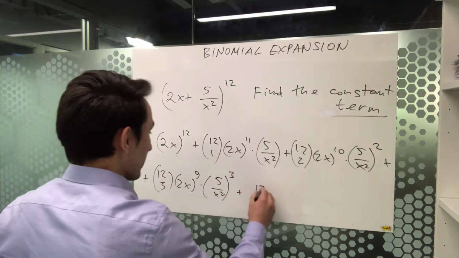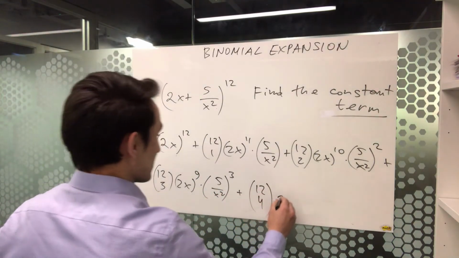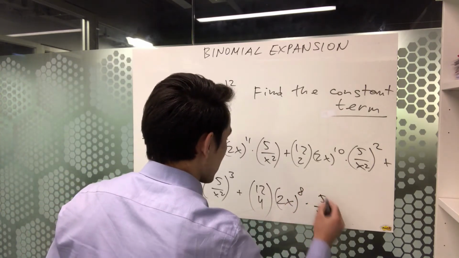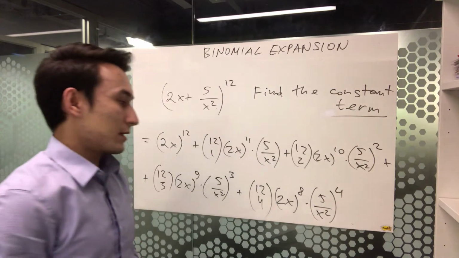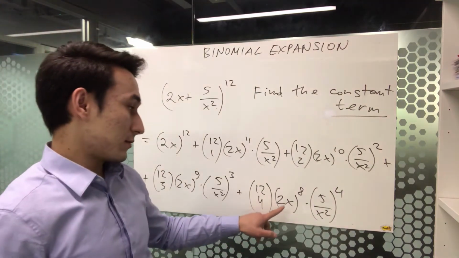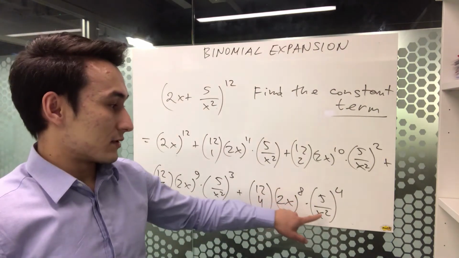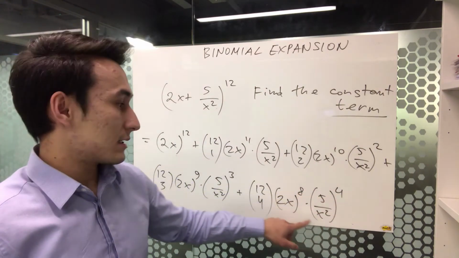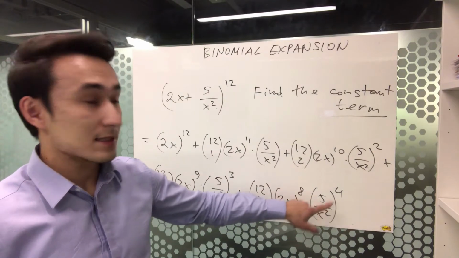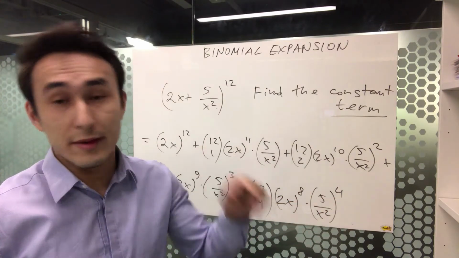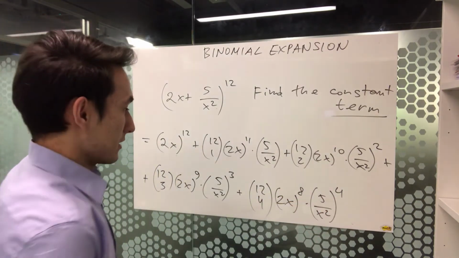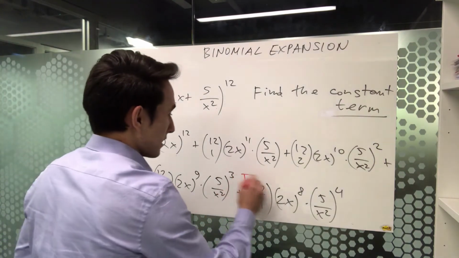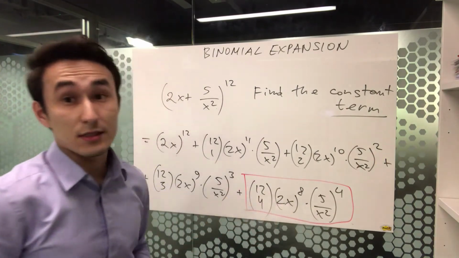Next one, 12 choose 4. Let's see, (2x), the power is 8, times (5 over x squared), the power is 4. Okay, this seems like a constant term. There's x8, and then there's x squared, the whole thing to power 4. 2 times 4 is 8. That's why x8 divided by x8 will be cancelled. So there's no x in this term. I will highlight with a red color so that you understand this. This is the constant term.